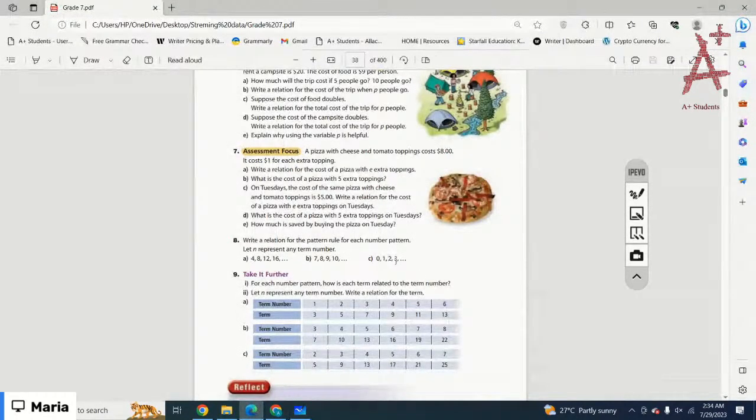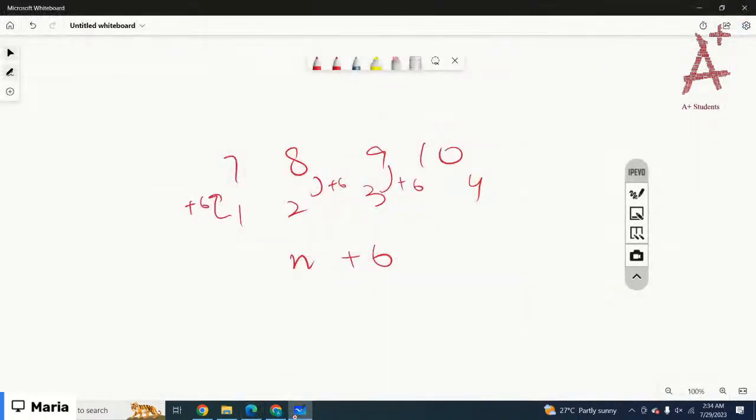0, 1, 2, 3. It would be 1 less than term 1, term 2. That is 0, 1, 2, 3. You can see here, 0, 1, 2, 3. It is term 1, 2, 3, and 4. So 1 minus 1 is 0, 2 minus 1 is 1, 3 minus 1 is 2, 4 minus 1 is 3. So that means it is n minus 1, right?